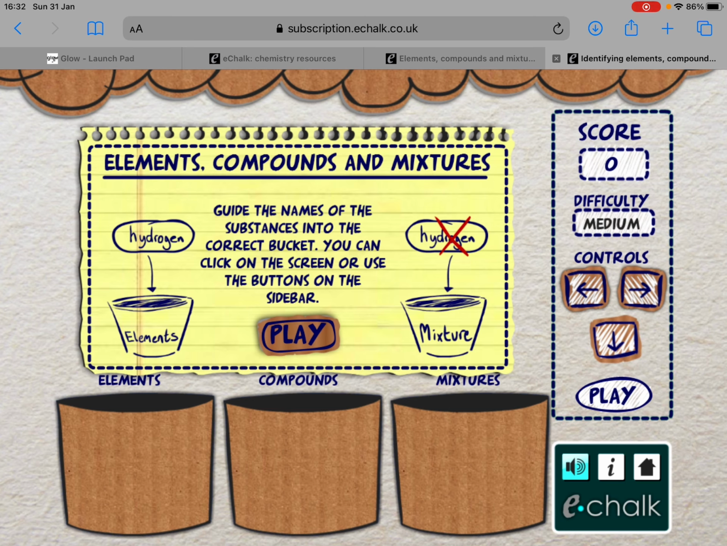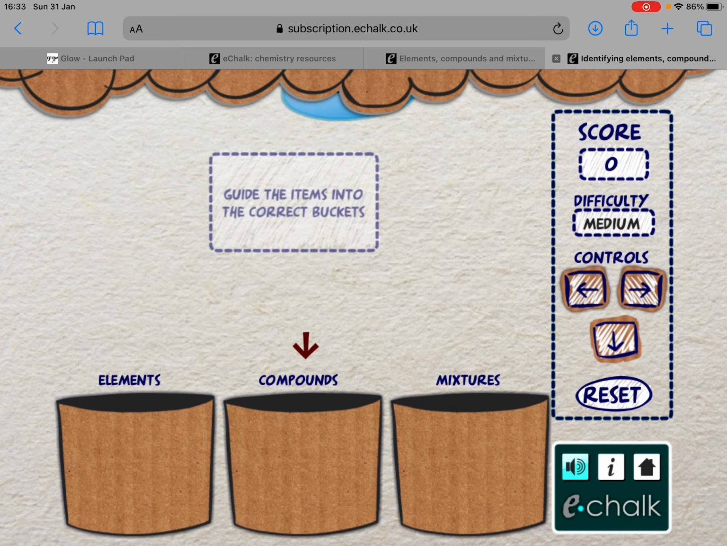So what we've got is 3 tubs at the bottom: elements, compounds and mixtures. And we're going to have some materials floating from the sky, and we've got to decide which one it goes into. So I'm just going to show you a couple of these just so you can get an idea of what our examples are. So sodium chloride. Sodium chloride is a compound, okay? And I'll come back to that in a second once I do a couple. I'll show you. Iron is an element.